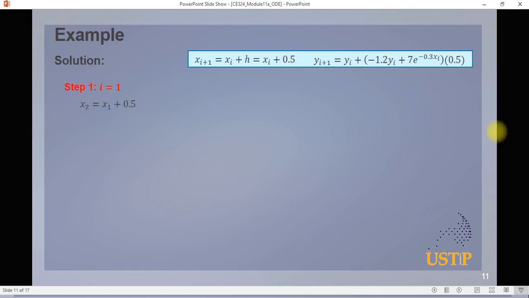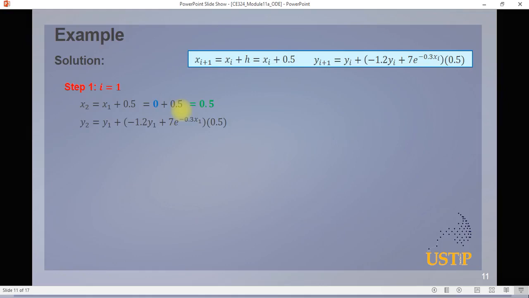So our estimate is x1; initially x1 is equal to 0. Then x2 is equal to x1 plus 0.5 according to our formula. Since x1 is equal to 0, we just substitute 0 for x1, and then we have 0 plus 0.5, or simply 0.5.